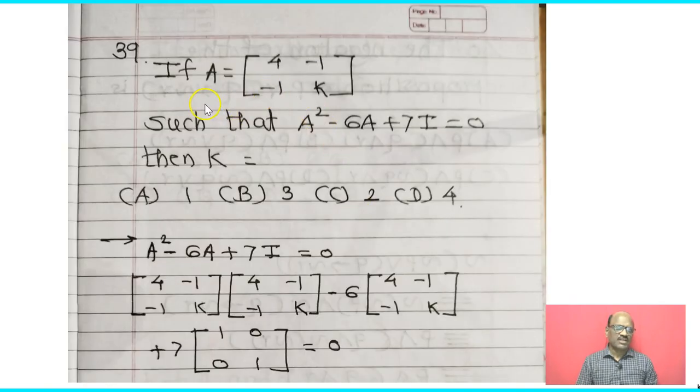Now question number 39. If A is the matrix 4, minus 1, minus 1, k, such that A squared minus 6A plus 7I equals 0, then what is the value of k?